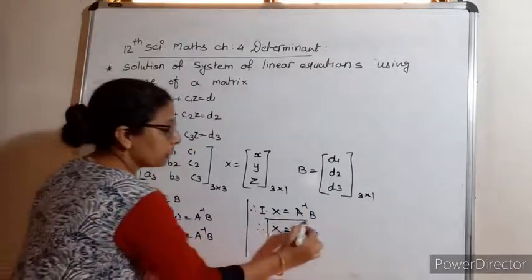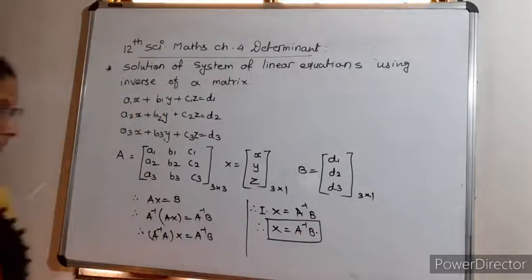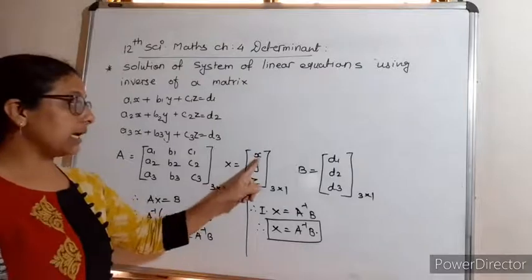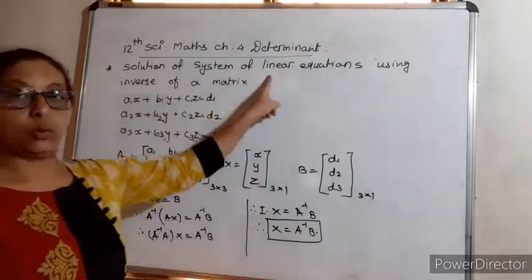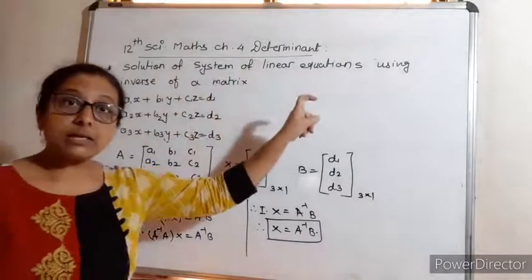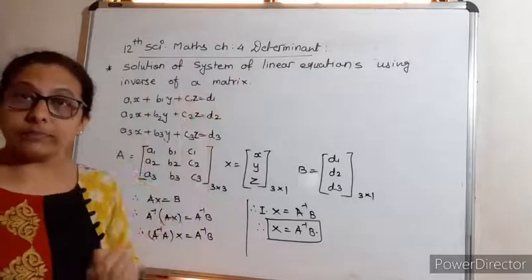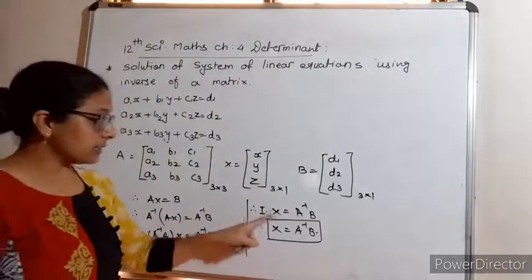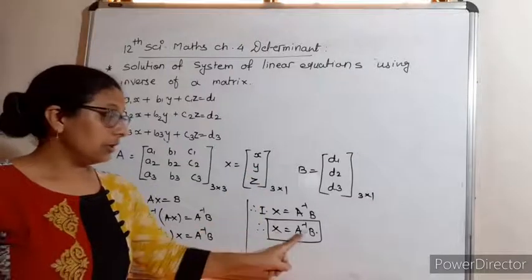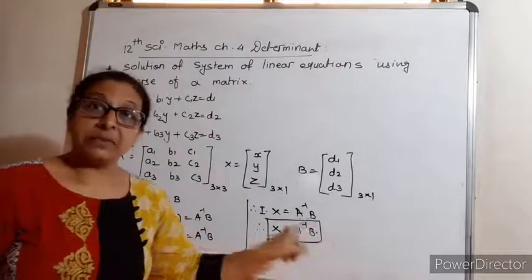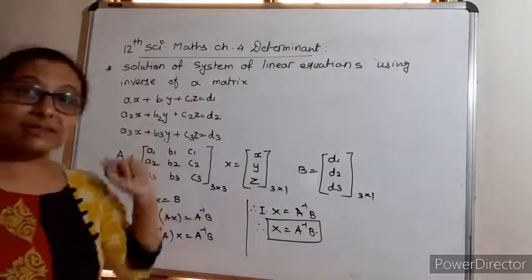So, if you want to find X, Y, Z, what do we want? The solution of the equation, meaning the values of X, Y, Z from this linear equation. So, if you want to find the values of X, Y, Z, what should you do? A inverse into B. We will first find A inverse, that is the inverse of this matrix.